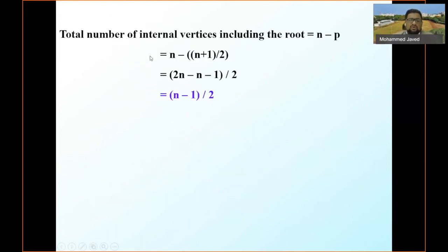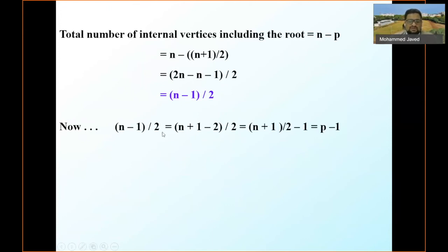Now, what is the total number of internal vertices? If you exclude the root, it is n minus p minus 1. Including the root, it is n minus p. Substituting the value of p, n minus n plus 1 divided by 2, you get n minus 1 divided by 2. So the total number of internal vertices including the root is n minus 1 divided by 2.